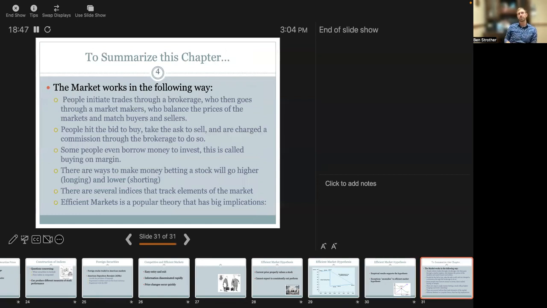Here's a good summary of the things that we've gone over. Hopefully this will help you understand more about the markets. If I were you, I would definitely emphasize, as you study for your exam, the concepts of short selling and also efficient markets.